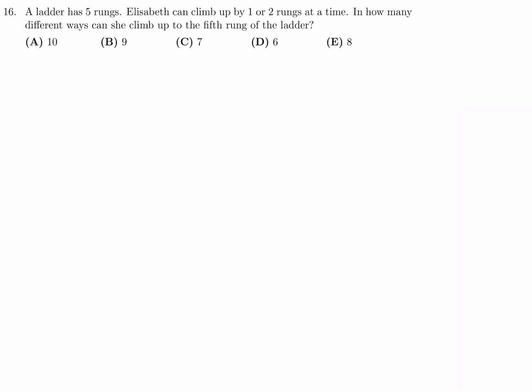A ladder has 5 rungs. Elizabeth can climb up by 1 or 2 rungs at a time. How many different ways can she climb up to the 5th rung of the ladder? This question is the equivalent of this equation: 1 times x plus 2 times y is equal to 5.